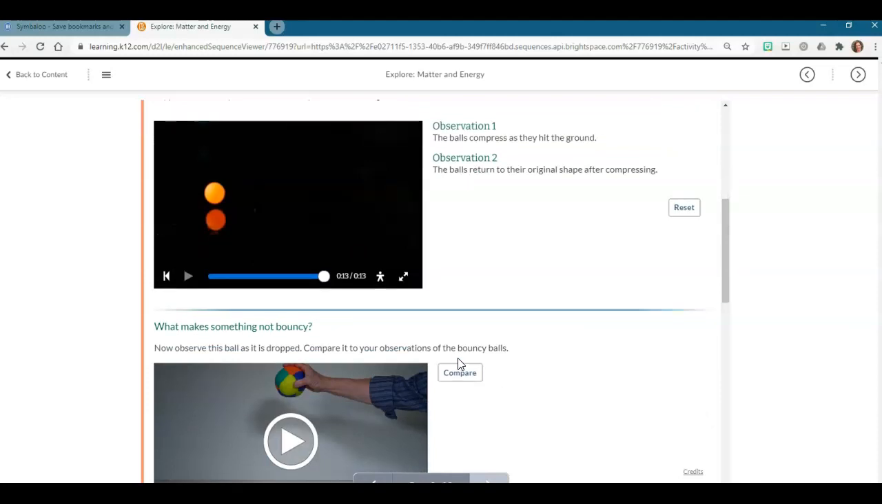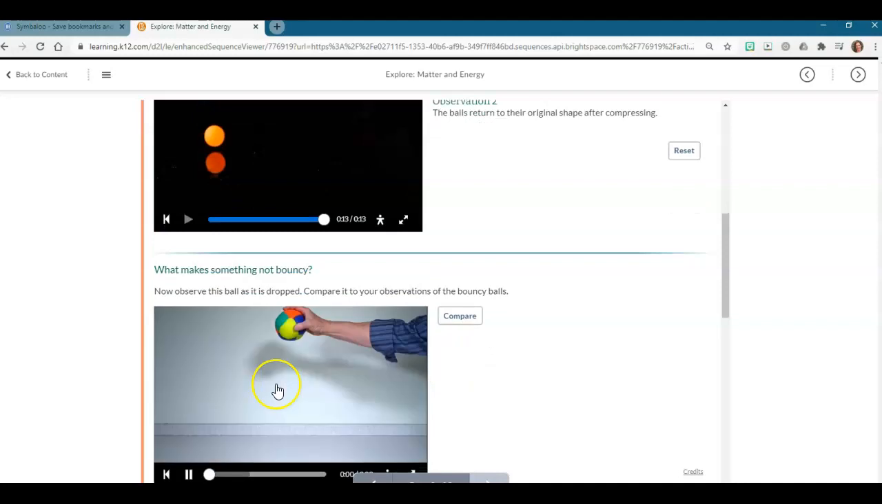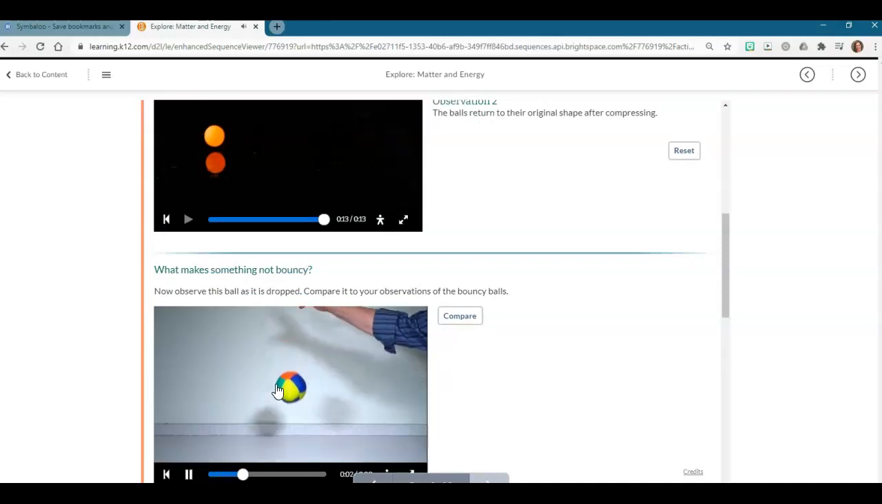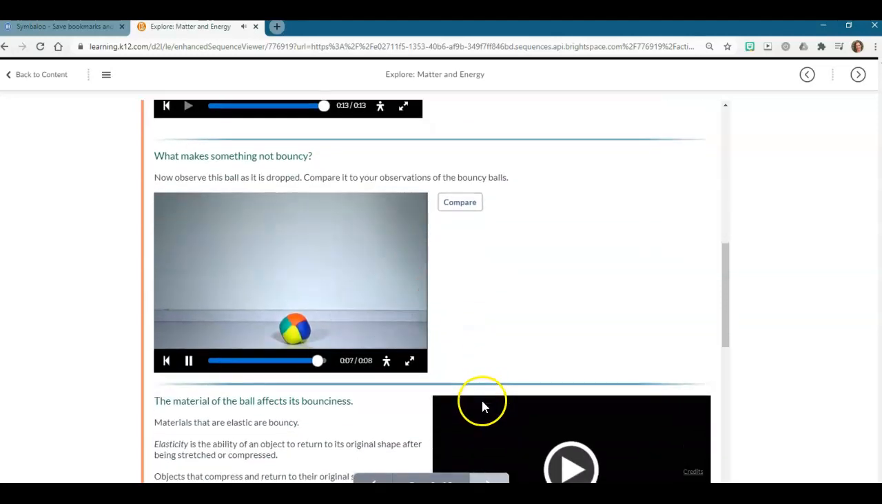So what makes something not bouncy? Now observe this ball as it's dropped and compare it to our observation on the other one. Okay, so look at this one. All right, we didn't see a lot of bouncing. It definitely went up and landed again. It seems like it was heavier. So it doesn't really compress and spring back like the other one did. So the ball does not compress. It says, or the ball compresses, but it doesn't expand back.